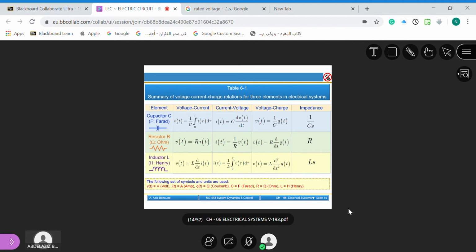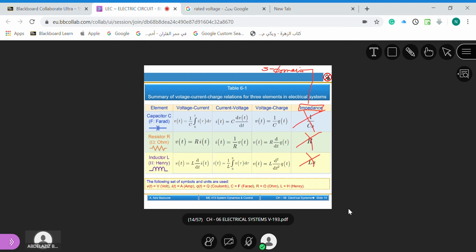This one, forget about it now. We will talk about it, inshallah, maybe next lecture when we talk in the S domain, because this is in the S domain. We will not look at it now, but maybe next lecture, or the lecture after that, we will talk about this one.